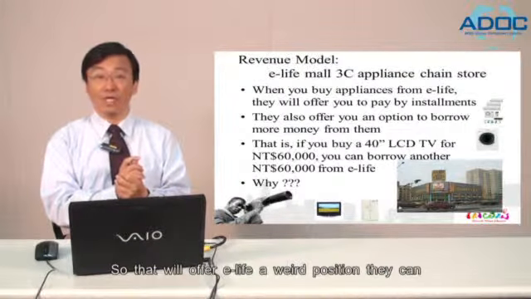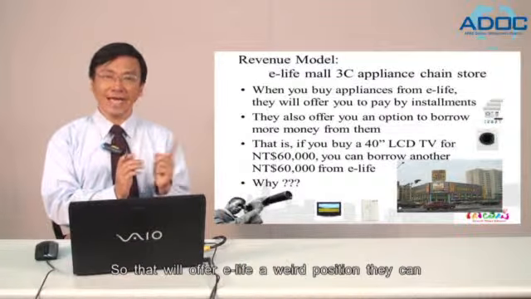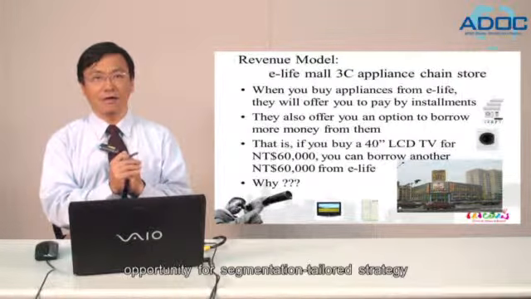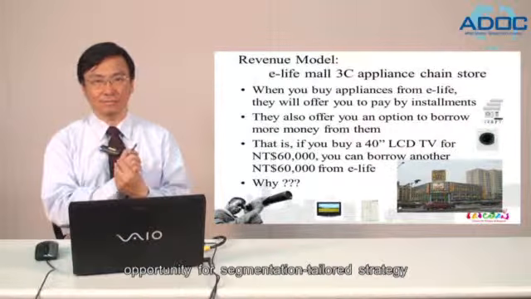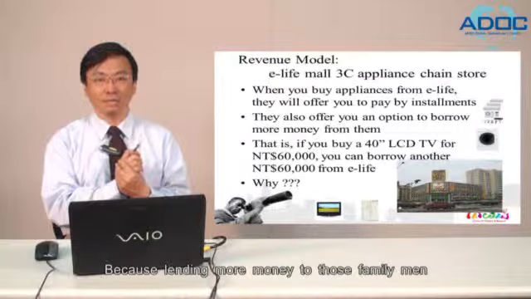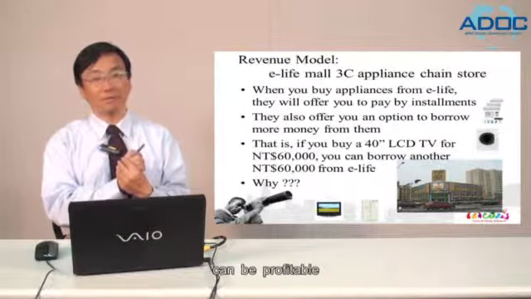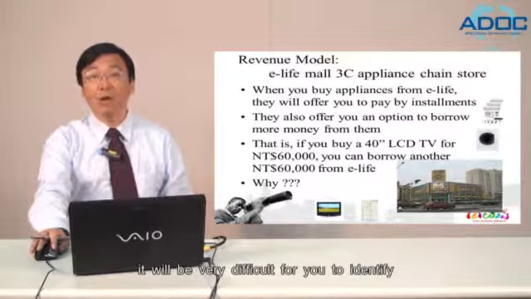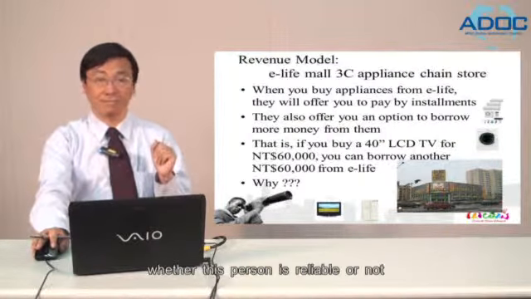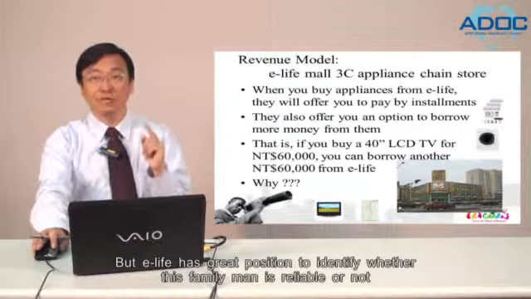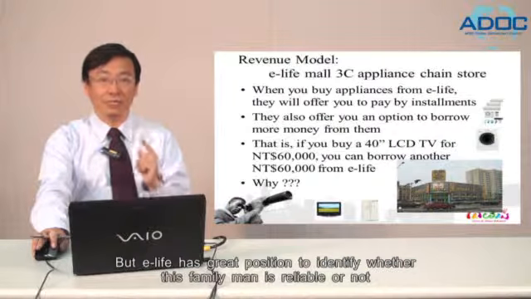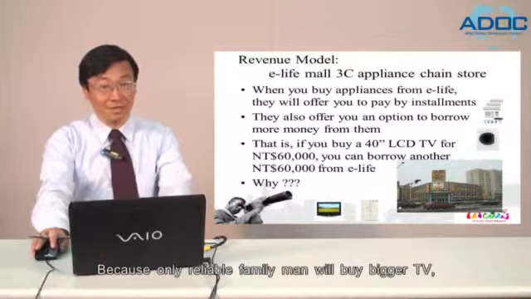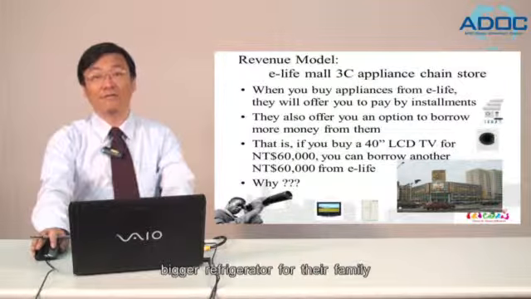So that gives eLife a weird position. They can become a financial institution because it is an opportunity for a segmentation-tailored strategy. Because lending more money to those family men can be profitable. But if you are a bank, it will be very difficult for you to identify whether this person is reliable or not. But eLife is in a great position to identify whether this family man is reliable, because only reliable family men will buy a bigger TV, bigger air conditioner, bigger refrigerator for their family.